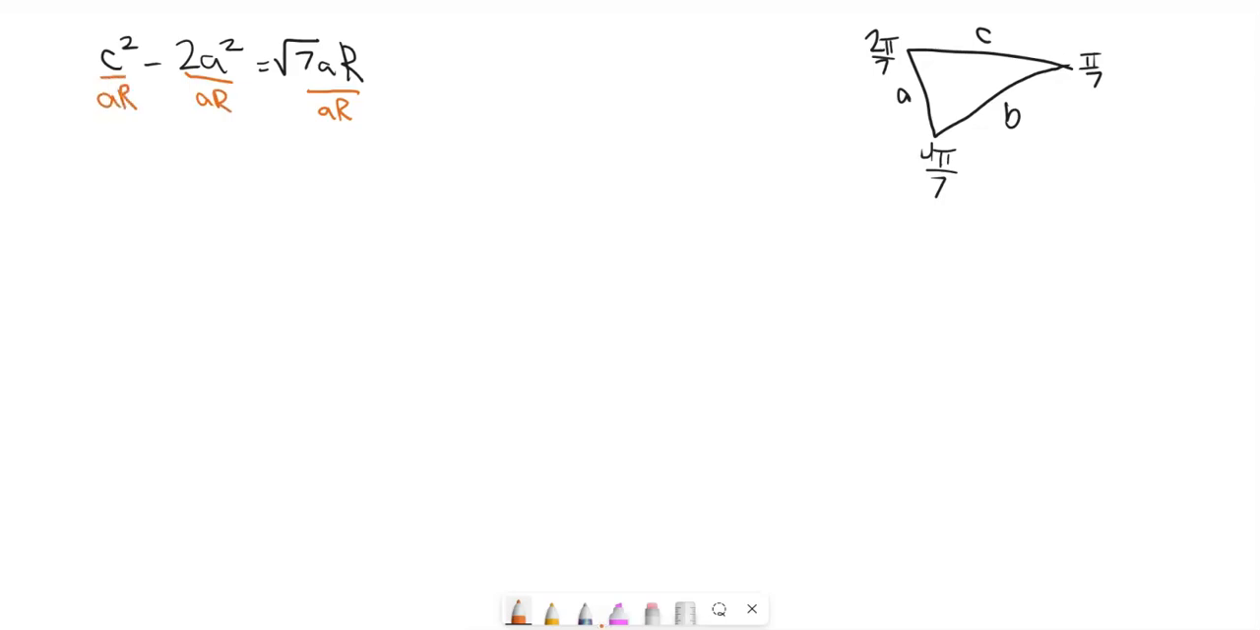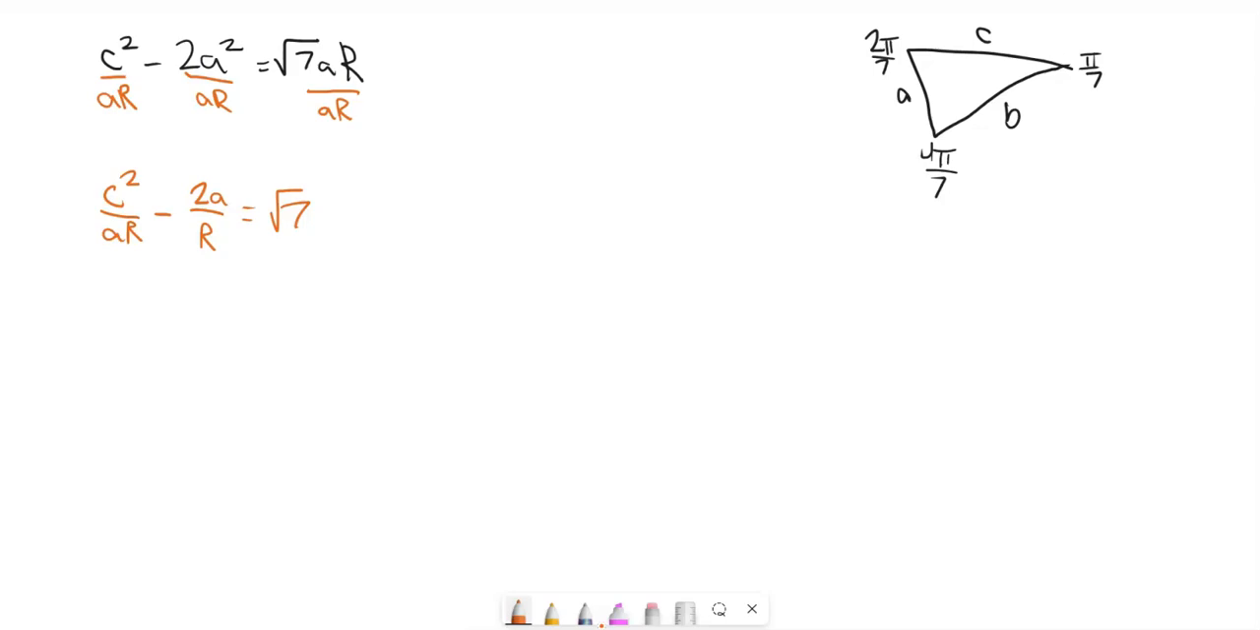Now, before we go any further, let's establish the fact that A is the length of the short side of the heptagonal triangle, C is the length of the longest side of the heptagonal triangle, and R, while not shown in the picture, is the circumradius of the heptagonal triangle, which is outside of the triangle because the triangle is obtuse. So coming back to this, we have c squared over AR minus 2a over r equals the square root of 7.